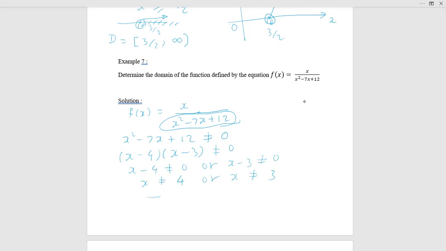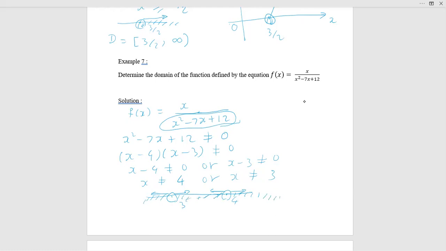If you put this on a number line, 3 is the smaller number and 4 is the bigger number. x cannot take these two values. That means x can be anything in this direction, this direction, this direction, or this direction. Do not shade the circles. x can be any number this way, any number this way, any number in between, and after that towards infinity.